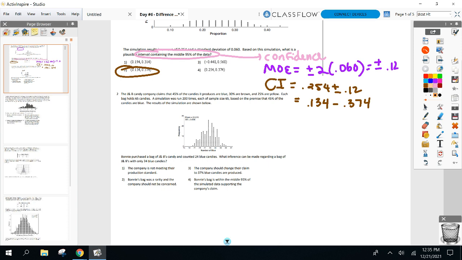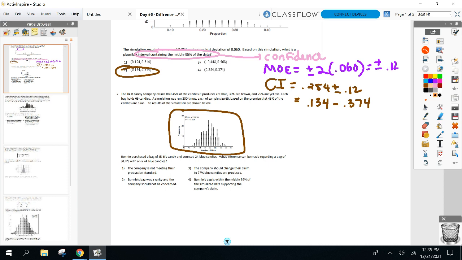What can we conclude here about her 24 blue candies based on my simulation here? Is it a rarity, or is it right where it should be? We can really rule out number 1. That's never going to be an option, sorry. Or 3. We're really saying, is it a rarity or is it right where it should be?